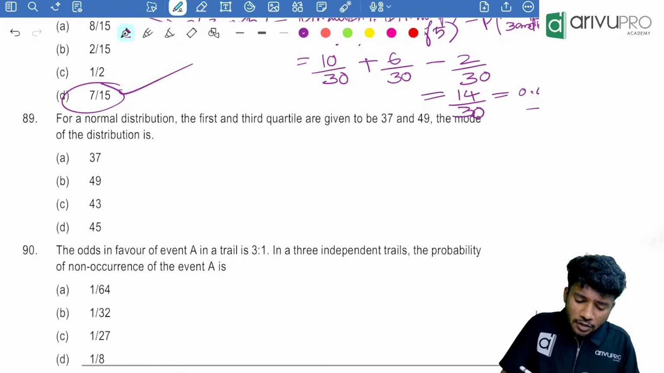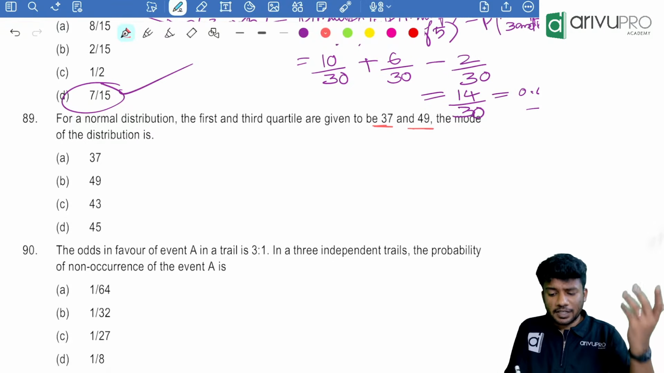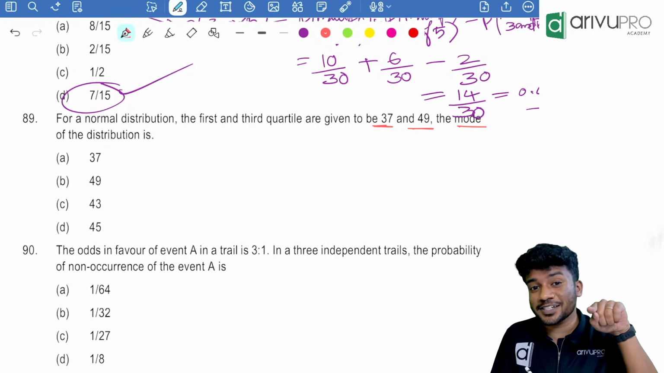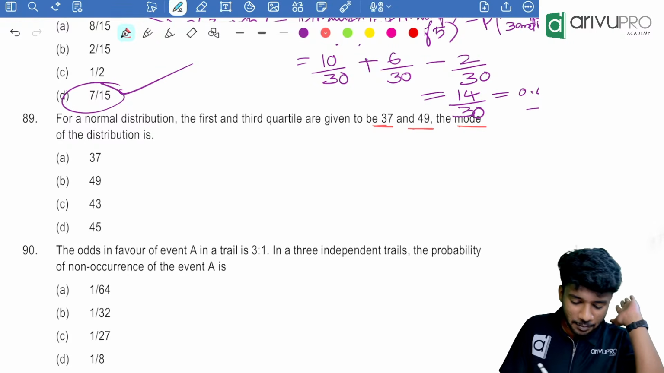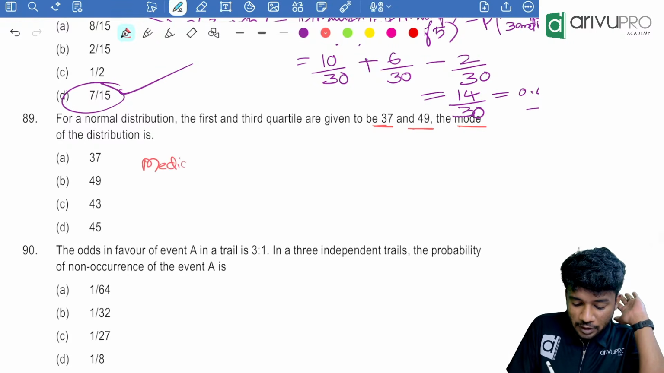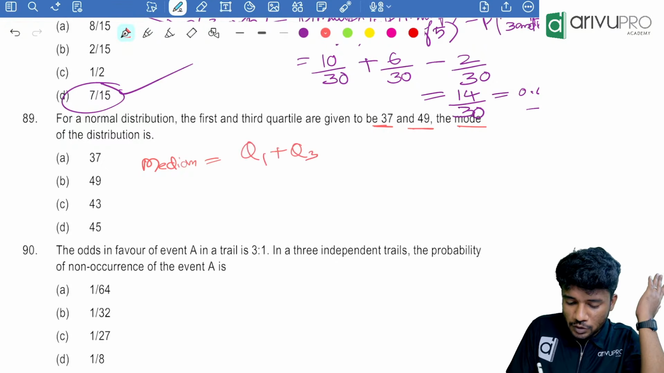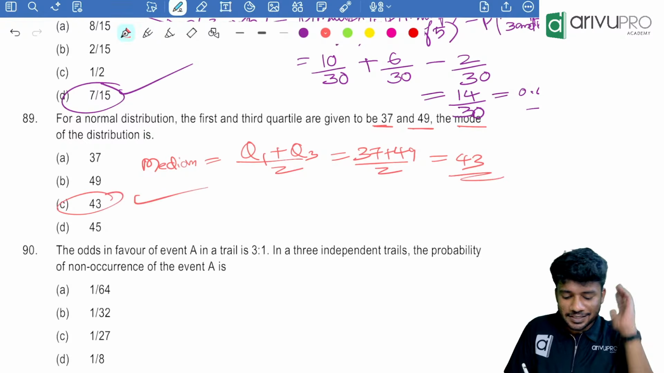Next one. For a normal distribution, the first and the third quartile are 37 and 49. Then the mode is how much? One important thing with respect to normal distribution is that mean, median and mode are the same. So we just need to find the median. When Q1 and Q3 are given, median is Q1 plus Q3 divided by 2. That is 37 plus 49 divided by 2, that is 86 by 2. Answer is 43. Option C is your answer.